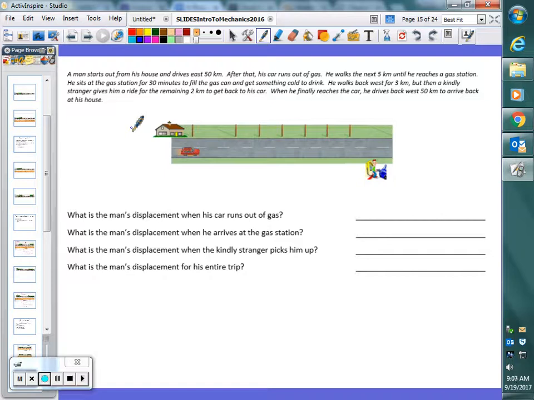All right, displacement when he arrives at the gas station. Positive 55 kilometers, right? He is now 55 kilometers from his starting point, okay? Good there. All right, here's where things start getting a little bit tricky, okay? Displacement when the kindly stranger gives him a ride.